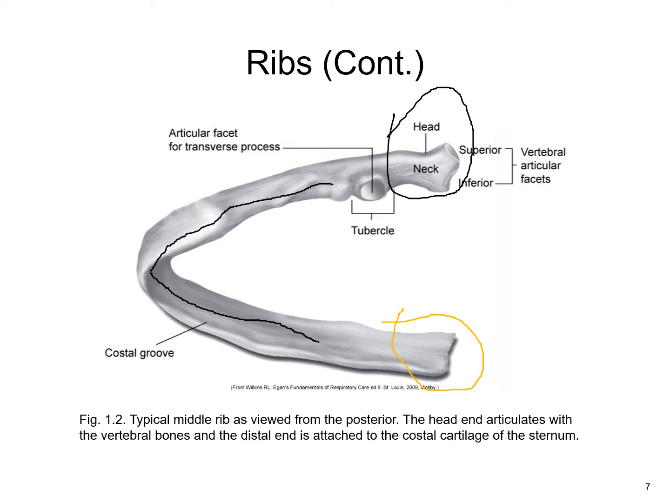So the head of the rib is at the vertebral end, and it's distinguished by this twin-faceted surface for articulation with the facets on the bodies of 2 adjacent thoracic vertebrae. So you see here we have a superior aspect and an inferior aspect. These are the vertebral articular facets, superior and inferior.